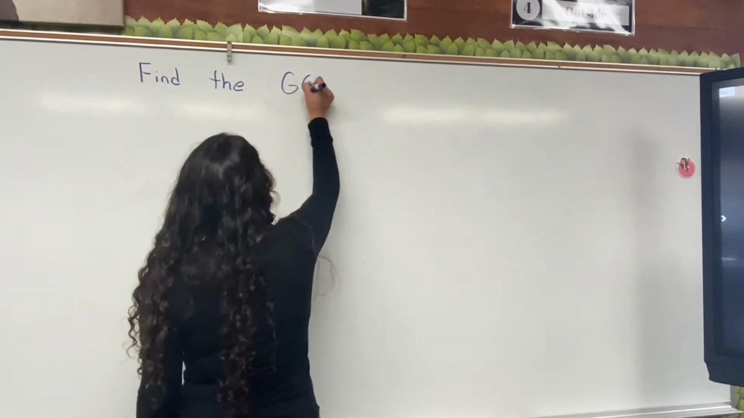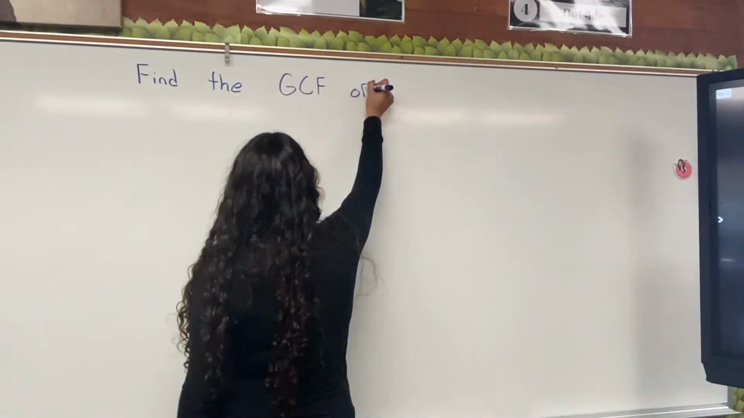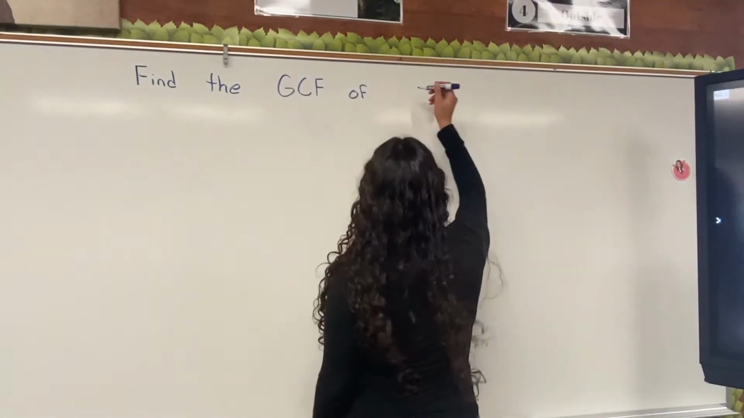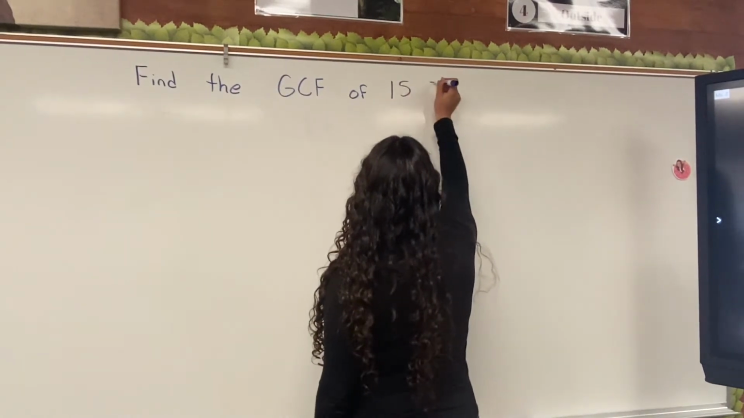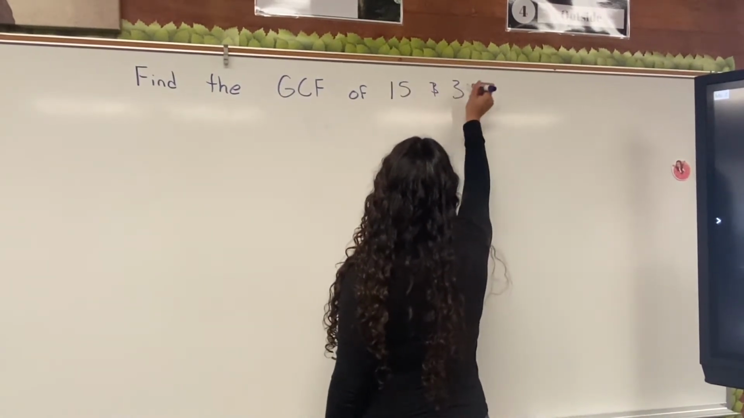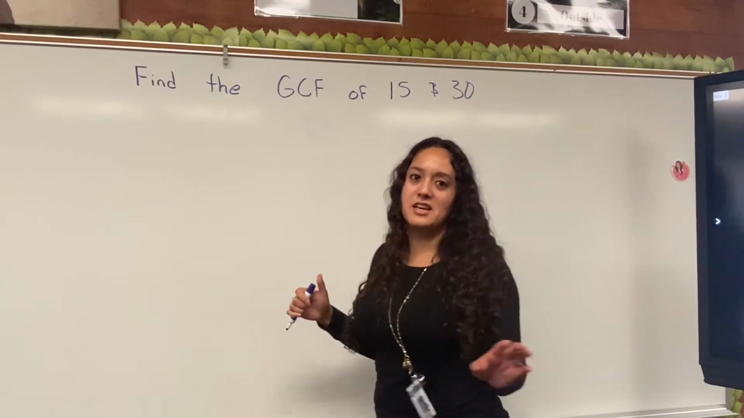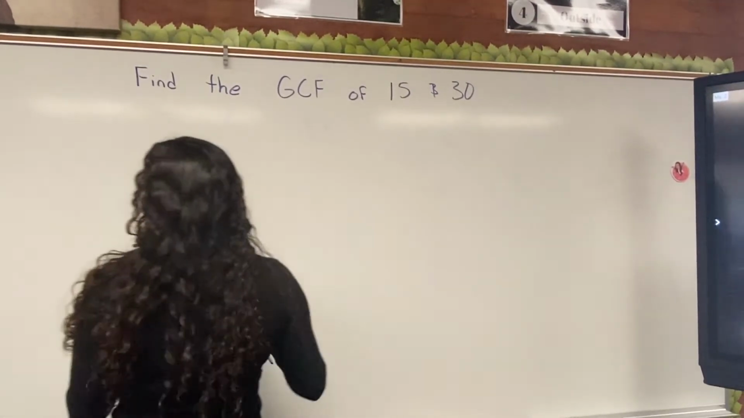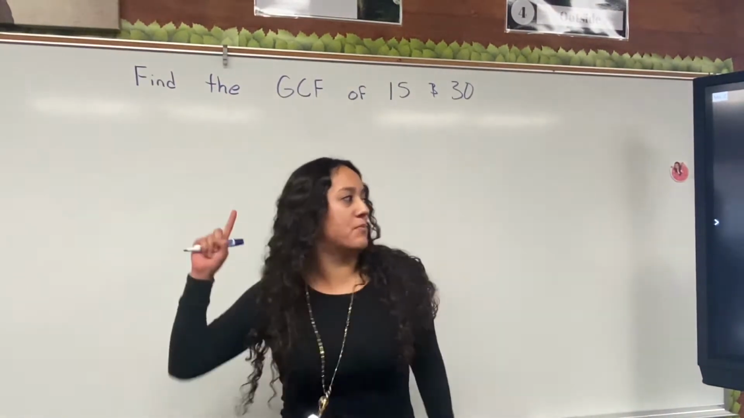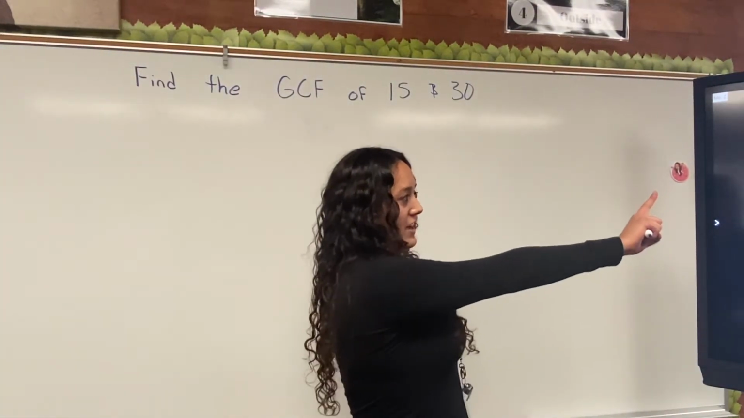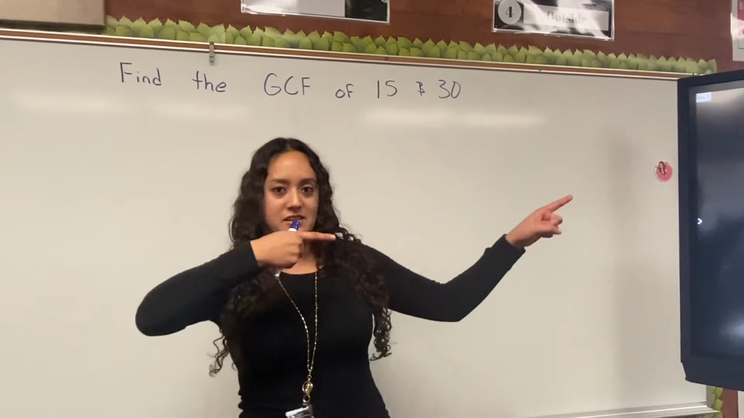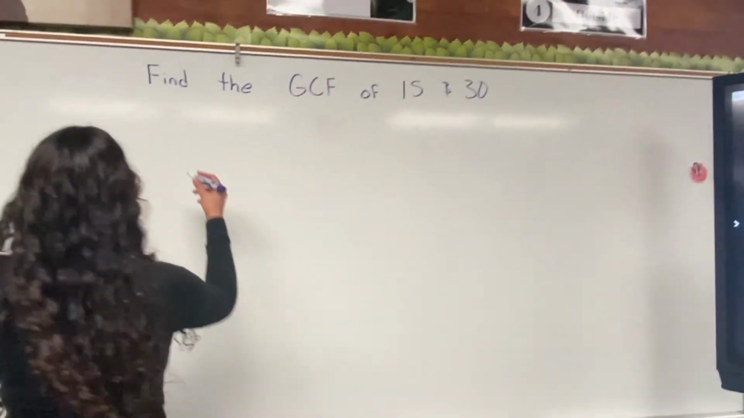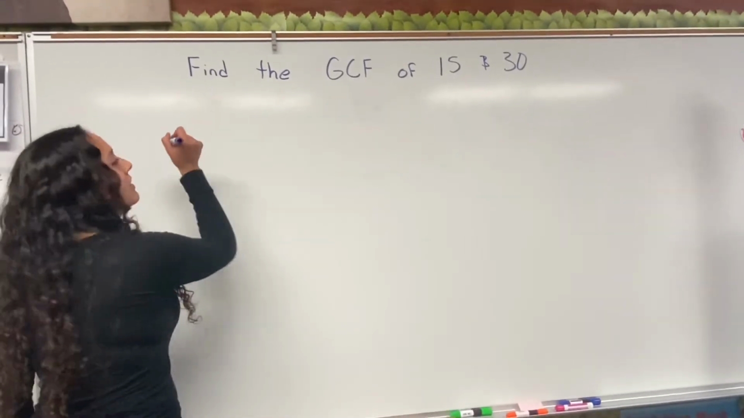The GCF of 15 and 30. I really praised Mrs. Strada's writing because look at mine. But it's okay. All right. So, step number 1. List all the factors of each number. See how I'm checking? Check that out. Okay. But I'm going to write down my, what is this called, guys?